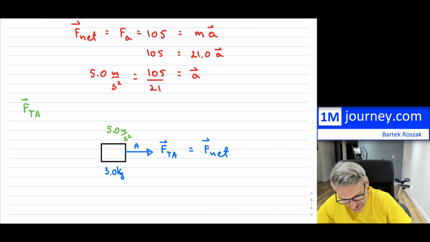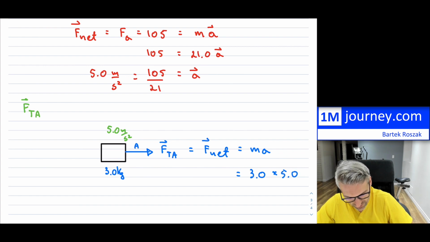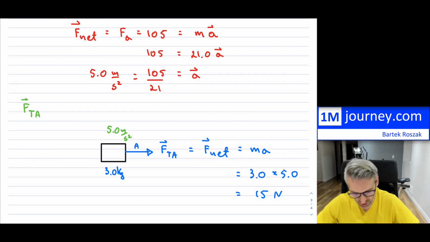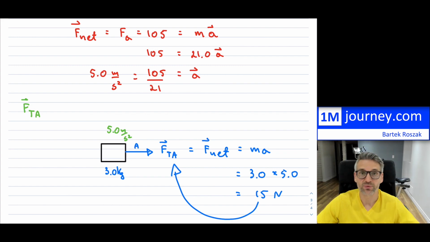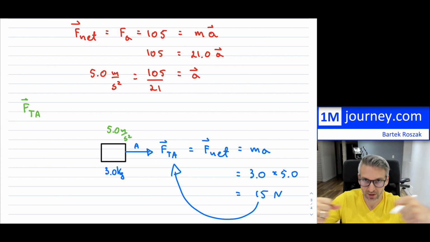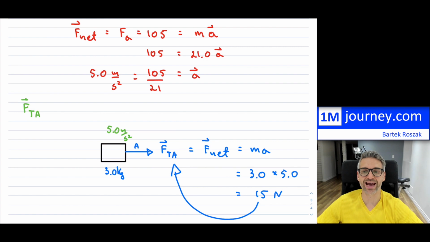So if we have this, then we know that this is just mass times acceleration. Well, I know my mass, which is 3 kilograms. I know my acceleration, which is 5 meters per second squared. So I know that this is going to be 50 newtons. That's going to be the actual tension applied in that particular rope or connection between those objects. So that's how you can find it.